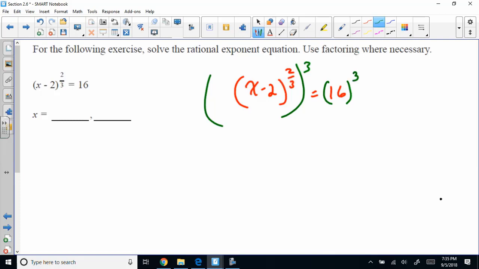So what I'm going to do is this. 2 times 3 is 6. Divided by 3 is what? 2, right? So it's basically like canceling them out. x minus 2 squared equals, what's 16 cubed? 16 times 16 times 16. How much? 4,096. Now I'm going to tell you something. 4,096 happens to be a perfect square.